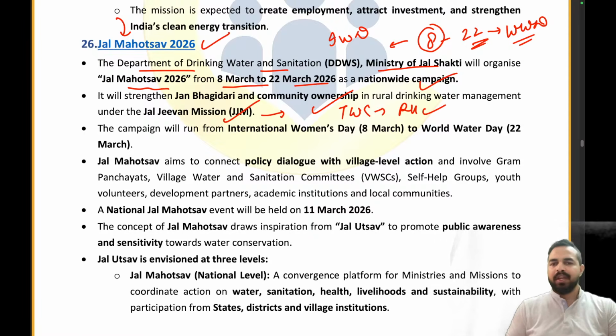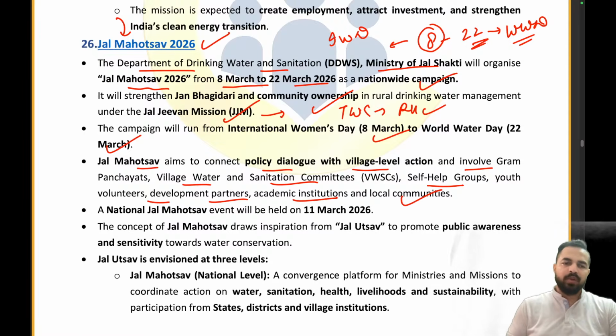The campaign will be running from 8th March to 22nd of March, and Jal Mahotsav will be connecting the policy dialogue with the village level action and involve Gram Panchayats, village water sanitation committees, self-help groups, youth volunteers, development partners, academic institutions and the local communities.